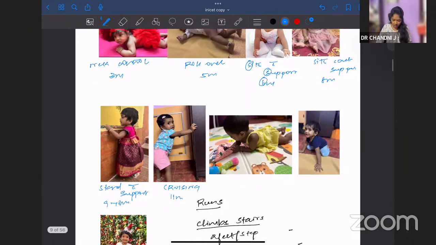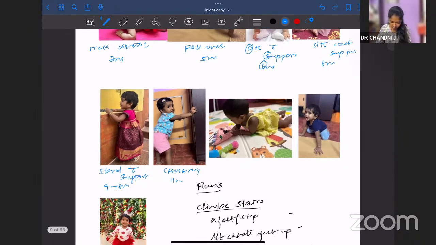Okay. Now coming to this. In one photo, the baby is lying on the ground. The abdomen is on the ground. In the other photo, the baby's abdomen is off the ground. The first one is called crawling. Crawling is abdomen on the ground. Okay. The second one is called creeping. Creeping is abdomen off the ground.